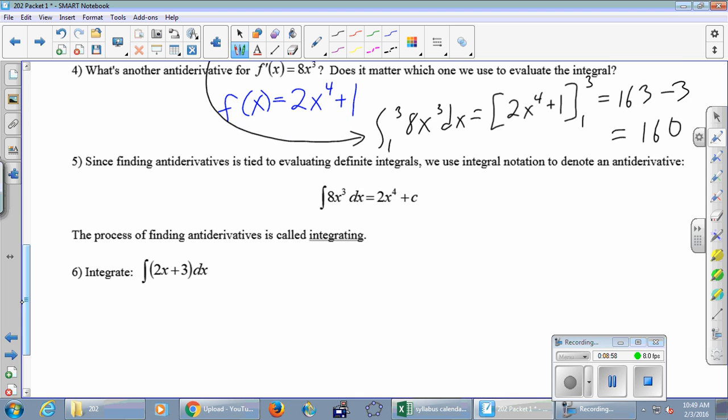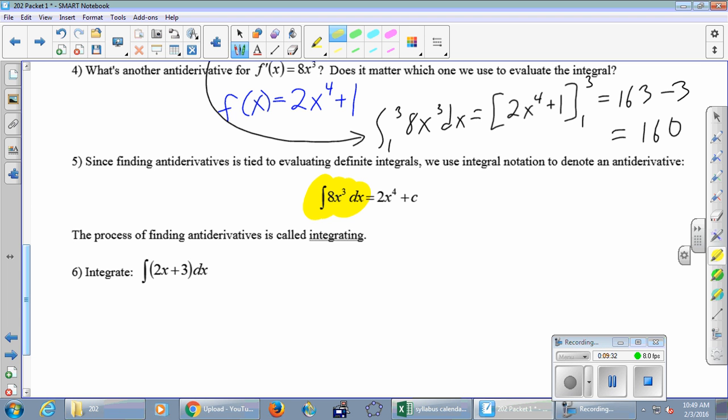Okay, number 5. Since finding antiderivatives is tied to evaluating definite integrals, which is what we just did up there, we use integral notation to denote an antiderivative. This symbol right here, although it looks very similar to symbols that we've written on this page, is a brand new symbol for us. It's not unrelated, but it is completely new. What's the difference between this symbol and the ones up above? It doesn't have numbers on the integral sign. So it does not mean area. It is not that symbol. What it means is antiderivative.